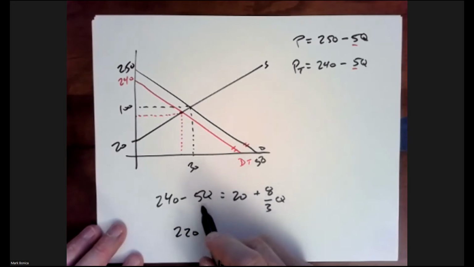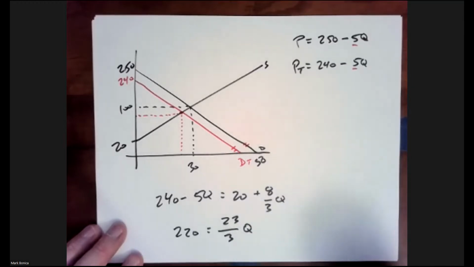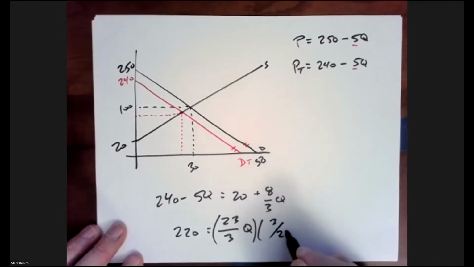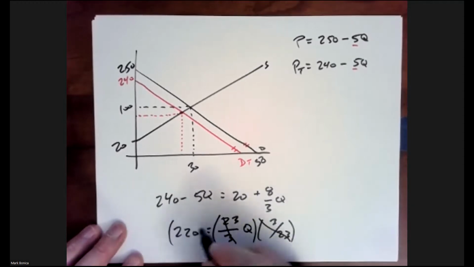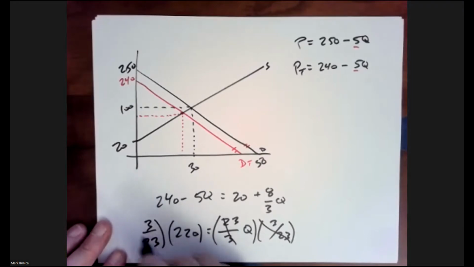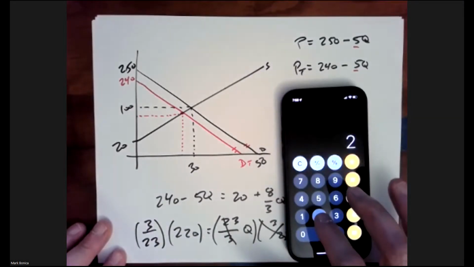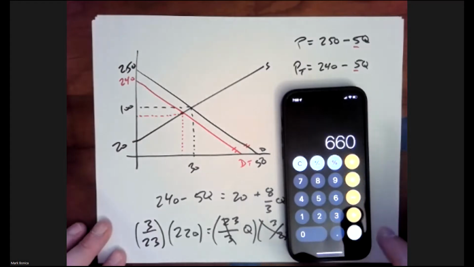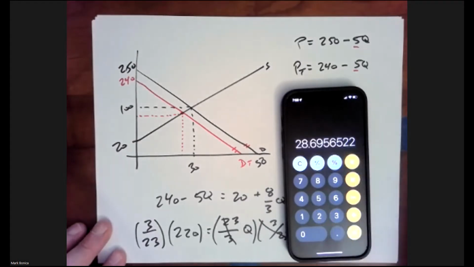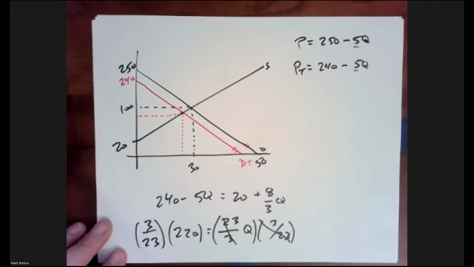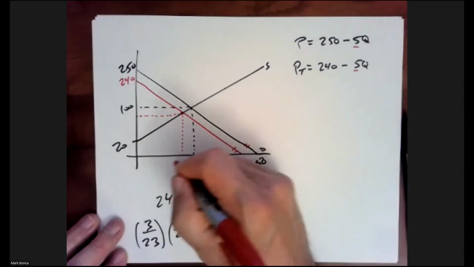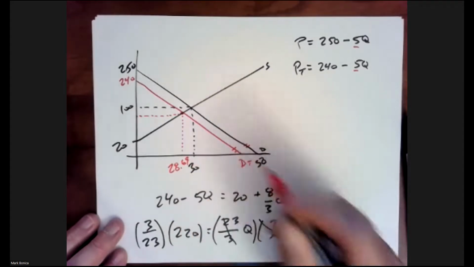So now solving, we'll subtract 20 from both sides. We get 220. And this, remember, is 5 times 3/3, which is 15/3. Add that over here, we get 23/3 Q, which is the same as we had before. And then we can multiply by 3/23. That cancels. And over here, 3/23, and so now we do 220 times 3 is 660 divided by 23, 28.69. So the new taxed quantity is 28.69.